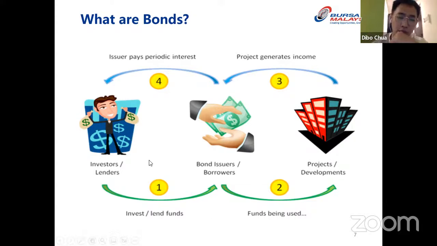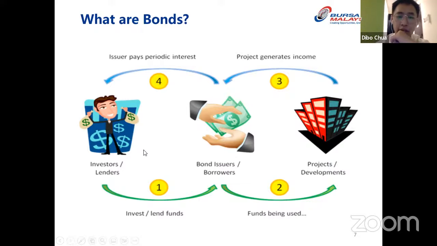So the first thing is that the investor will analyze and do their own due diligence, their own analysis. If they think that this company is quite good, that you are having a very bright future, they can actually invest in you.